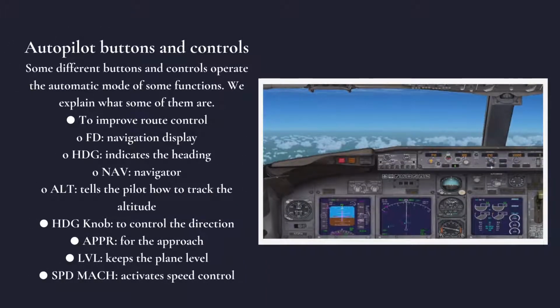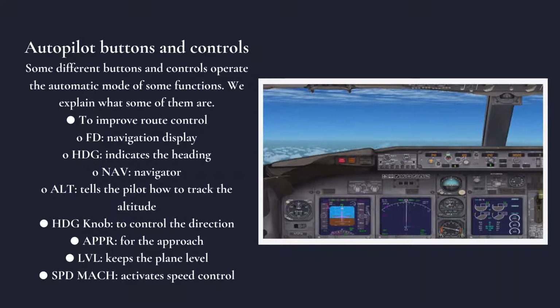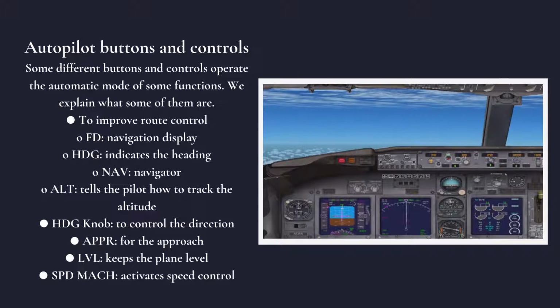Autopilot buttons and controls. Some different buttons and controls operate the automatic mode of the autopilot. We explain what some of them are. 1. To improve route control. 2. FD navigation display. 3. HDG indicates the heading.